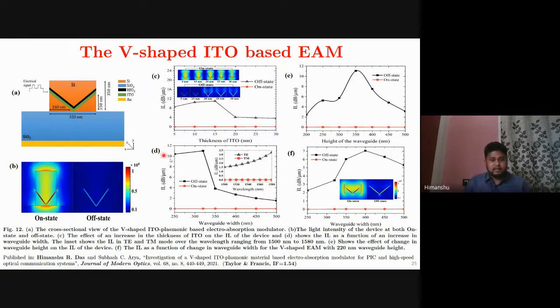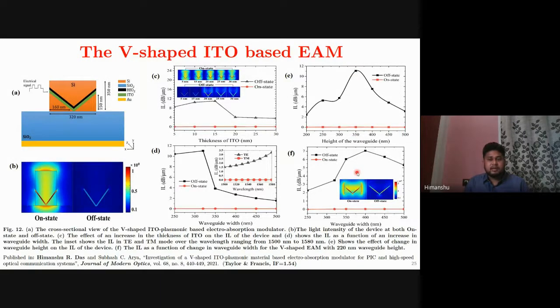Now coming to figure 12d, here we can see that the maximum difference between the on-state and off-state loss is observed around 320 nanometer. Therefore, we have chosen 320 nanometer as the waveguide width for our device. Also, figure 12e shows the height of the waveguide. At the off-state, the maximum loss for our devices is observed around 350 nanometer, and for the on-state the loss is almost minimal. Therefore, we choose 350 nanometer as the height of the waveguide.